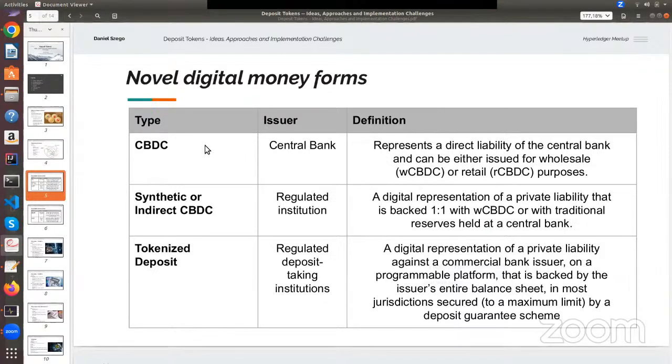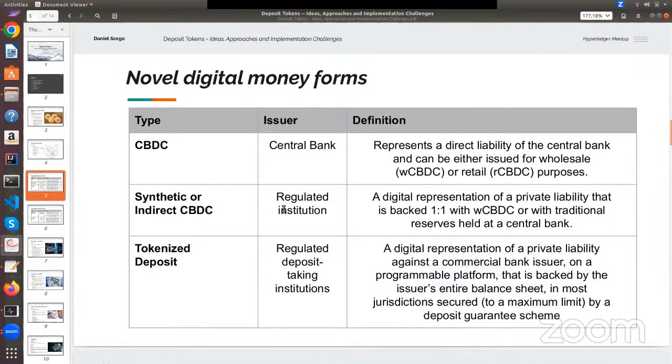So first, we have something which is a CBDC. CBDC is a money which is issued by the central bank. It is basically a direct liability of the central bank. And then we can have wholesale or retail versions of it. The digital euro initiative on the European market is one such retail CBDC initiative at the moment. Of course, we can also speak of something which is a synthetic or indirect CBDC.